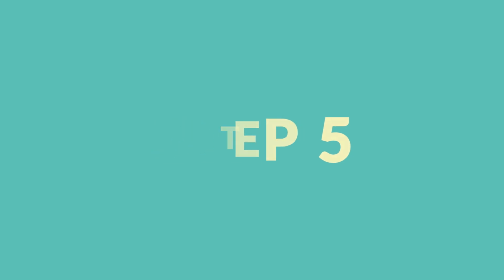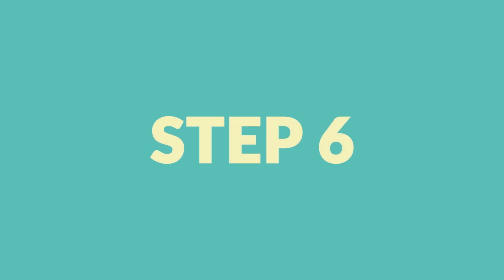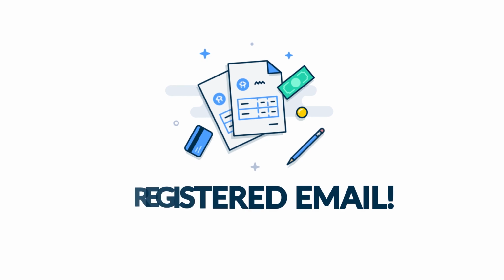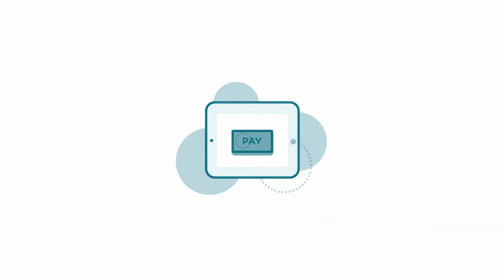Step 5. Select the items you wish to check out by selecting the checkbox to the left of the image. If you're using a mobile phone, you may need to rotate your phone to see the checkbox. Step 6. Press the checkout button. Once your order has been checked out, our team will generate an invoice and send it to your registered email address. Step 7. Pay your invoice.